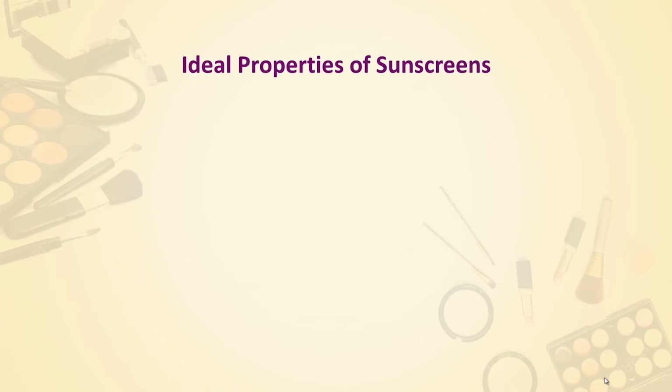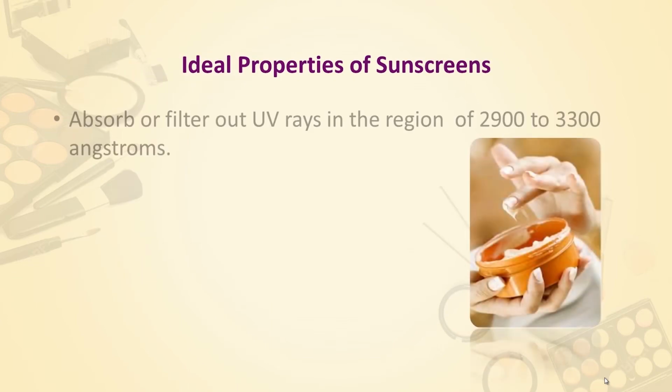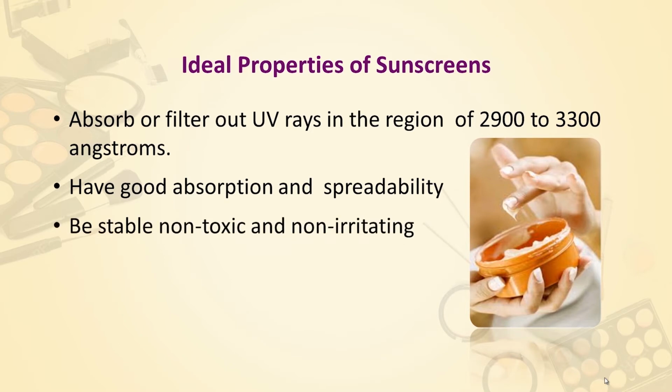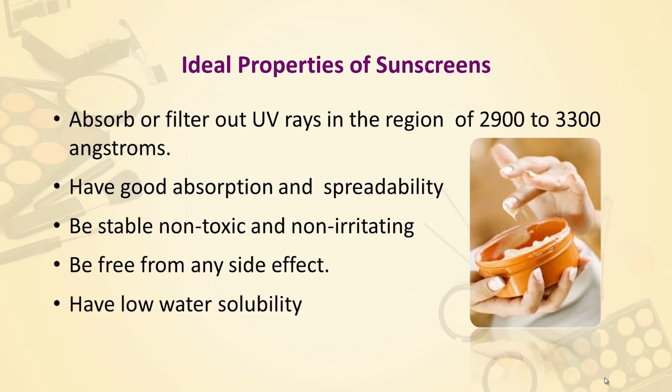Let us have a look at the ideal properties of a sunscreen product. A sunscreen product should absorb or filter out the UV rays in the region of 2900 to 3300 angstrom, should have good absorption and spreadability, should be stable, non-toxic, non-irritating, free from any side effect, and should have low water solubility so as not to dilute the sunscreen or sunscreen lotion with perspiration.